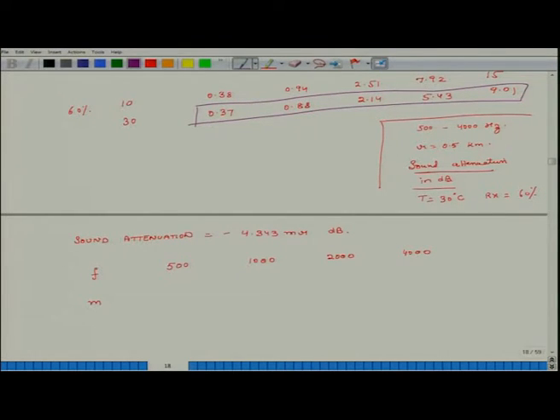Okay. So values of M are 0.37, 0.88, 2.14 and 5.43, and attenuation in decibels. How do we calculate it? We just calculate this term 4.343 times M times R, and R is equal to how much? 0.5. So we are taking it in kilometers because M is given in kilometers inverse. If M was given in meters inverse, then we would have taken R to be 500 meters.